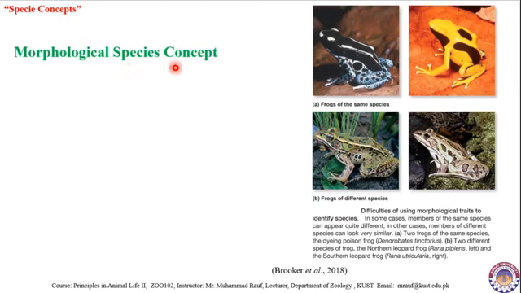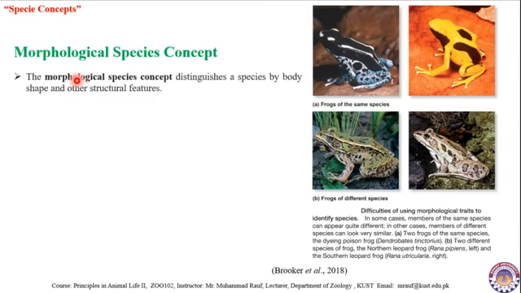This species concept was initially introduced by the father of taxonomy, the man responsible for the development of binomial nomenclature, Carolus Linnaeus. He classified the organisms on the basis of similarities and differences in their phenotype. Organisms having similar phenotypes were placed together, and those having dissimilar phenotypes were placed into other groups. So, body shape and structural features.